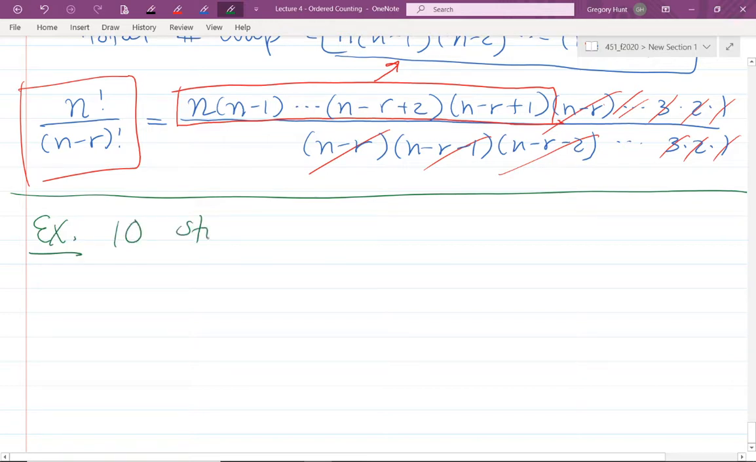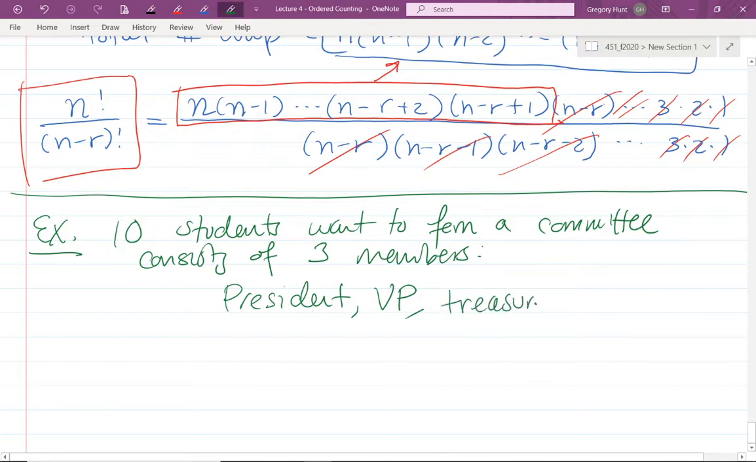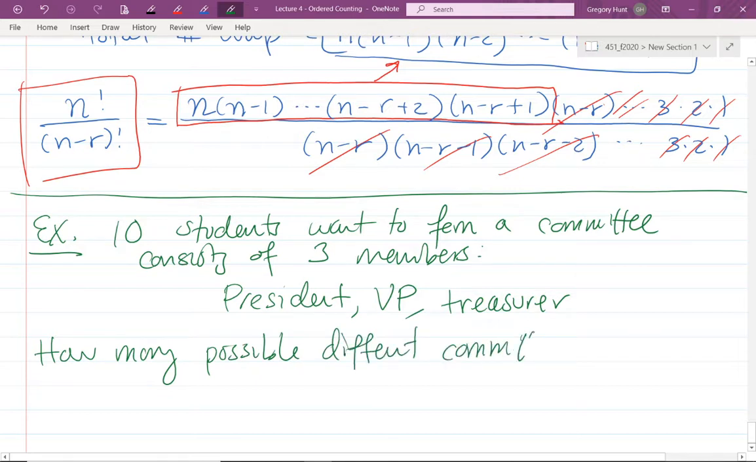So I have 10 students, and they want to form a committee consisting of 3 members: the president, vice president, and the treasurer. How many possible different committees can I form?